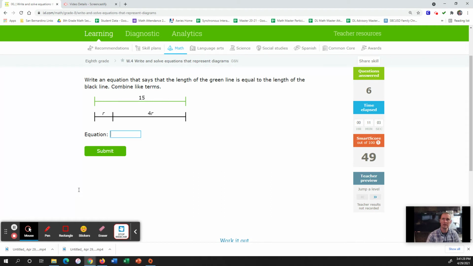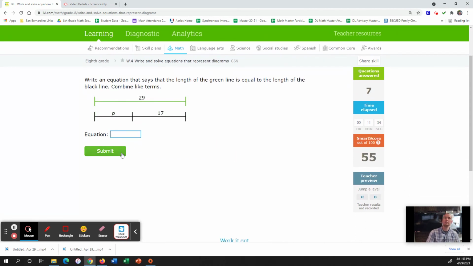Write an equation that says the length of the green line is equal to the length of the black line. Still the same concept. Looking good so far. So we got 15 equals, okay, now we got two sets of r's. An r by itself means 1r, and then we have a 4r. Well, just put the r's together. 1r plus 4r equals 5r. So 15 equals 5r is going to be our final equation.